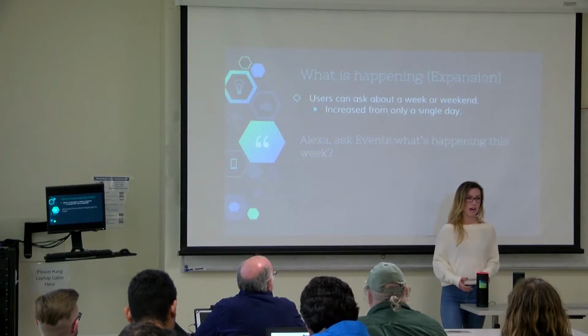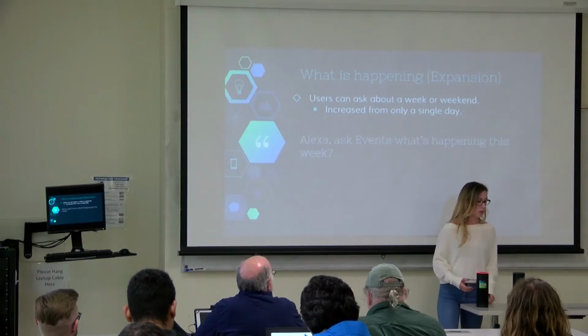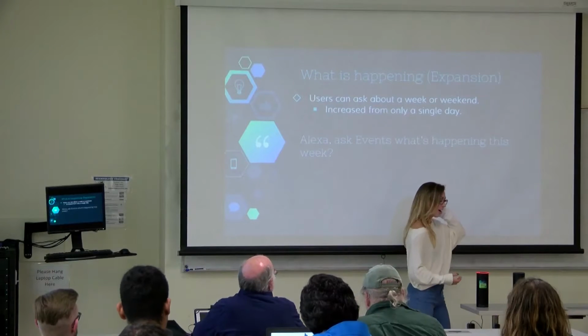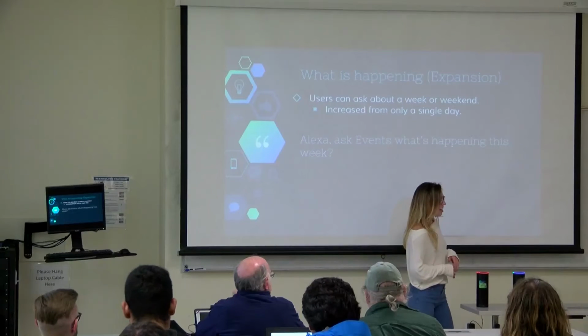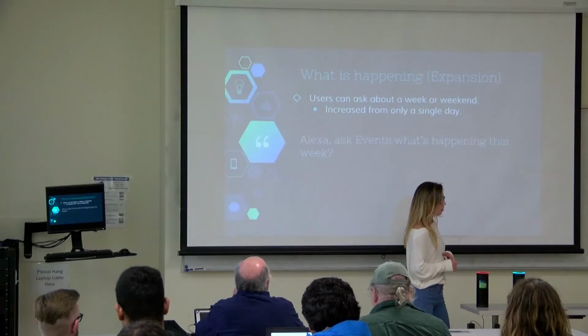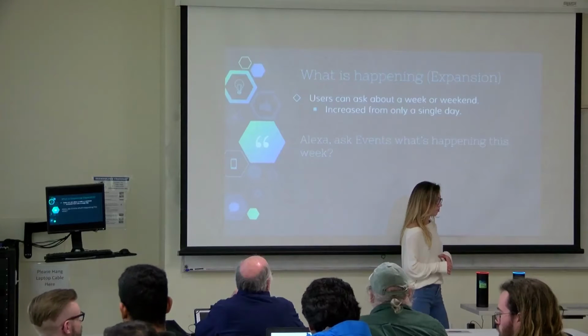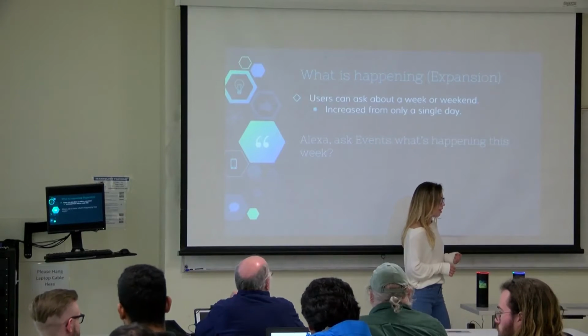So the thing is, you have to ask for the event name or our skill name. So you have to say events for it to work. Alexa, ask events what's happening this weekend. I was able to find 26 different events this weekend. What kind of events would you like to hear about? Alexa, stop.